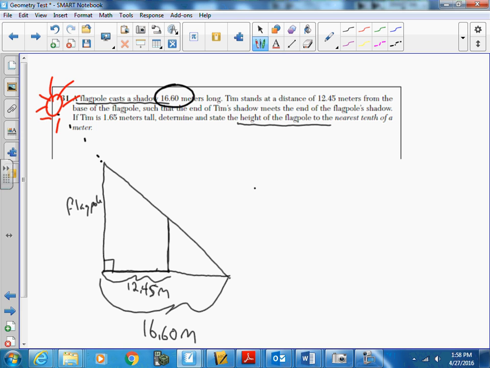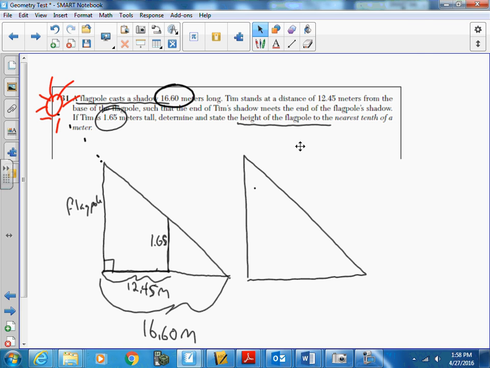All right, so it says that his height is 1.65 meters. So this is 1.65. And so now, what do we have here? We actually have two similar triangles. If you can see it, we have a bigger triangle here, which includes what I'm about to outline in red. We have this, and the length there would be 16.60. And we don't know anything else about that one.